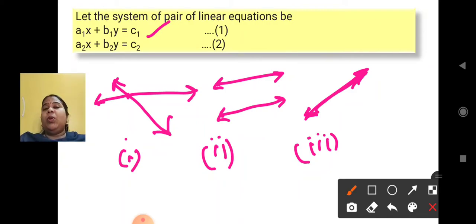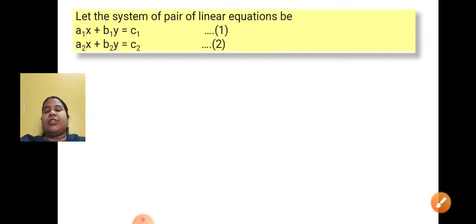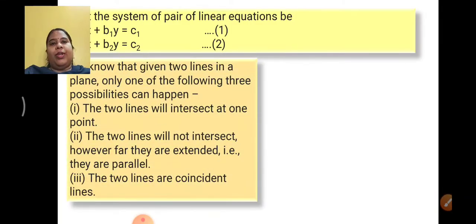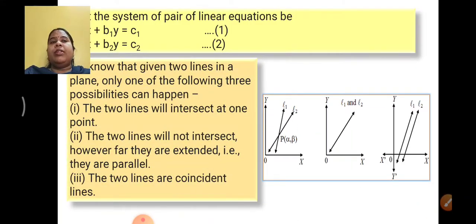Then what are we going to learn in this chapter? We are going to learn about the first possibility, that is, both the lines will intersect each other, and that point of intersection is nothing but our solution. Yes, okay. So let's have a look at this. This is what I have told you just now, that both the lines will intersect each other.